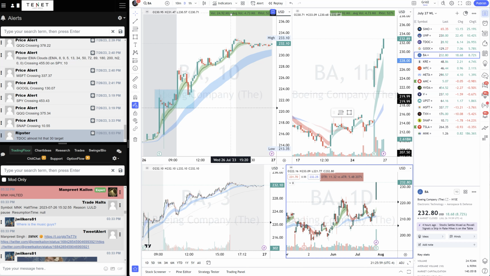So how does the average volume versus relative volume help us? The relative volume basically means how much of the average volume we are trading today. So Boeing traded 500% of its average volume. You see it right there.